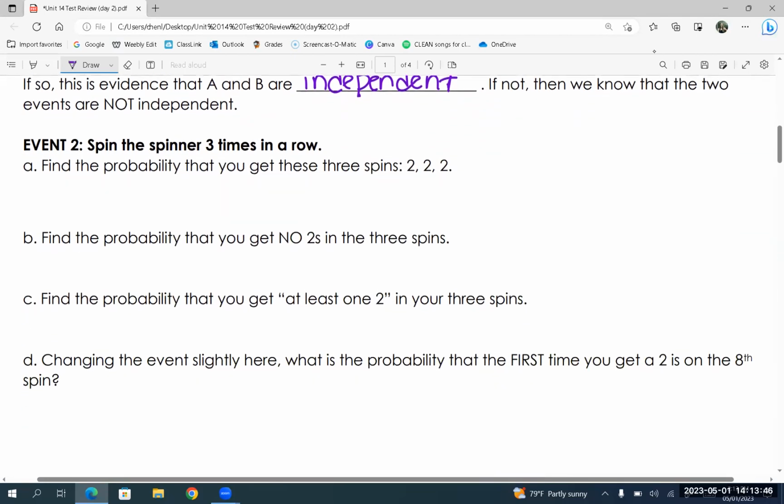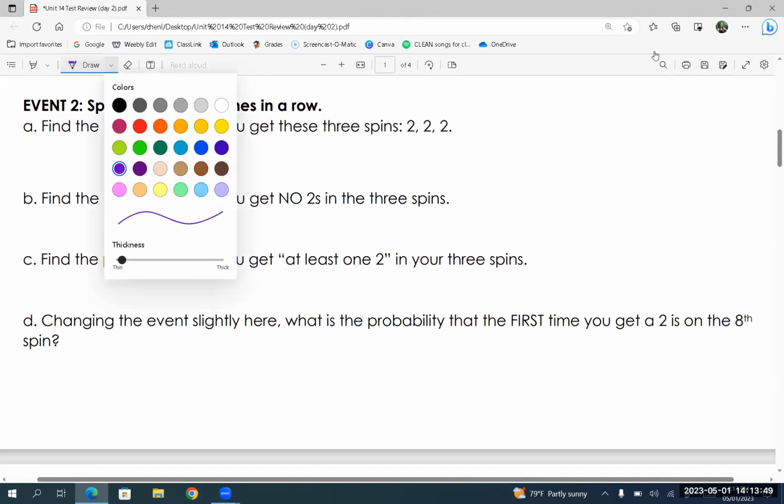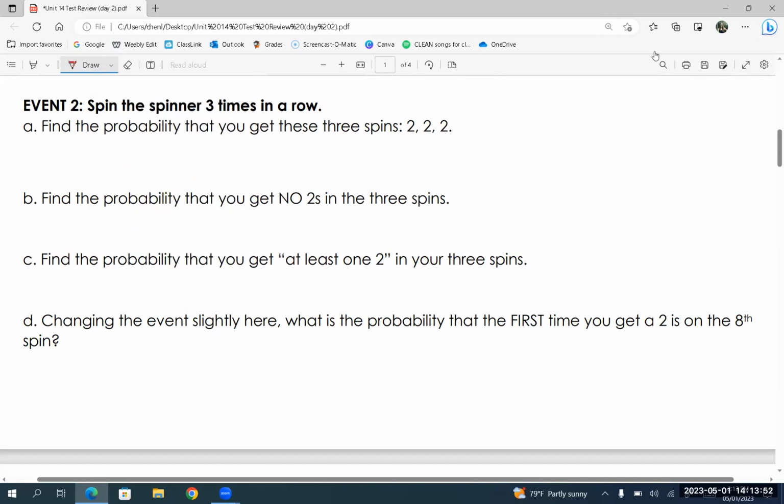Okay, event 2, we spin the spinner 3 times in a row. So now we're adding a sequence to it. Part A, find the probability that you get these three spins, a 2, a 2, and a 2. Well, the probability of getting just a 2 is 1/5. So for getting a 2 and then another 2 and then a third 2, we're just going to multiply 1/5 times 1/5 times 1/5.